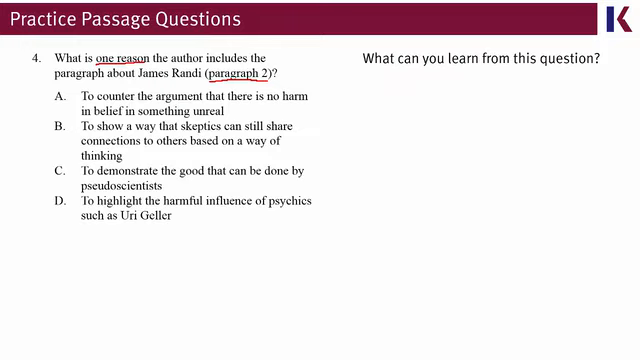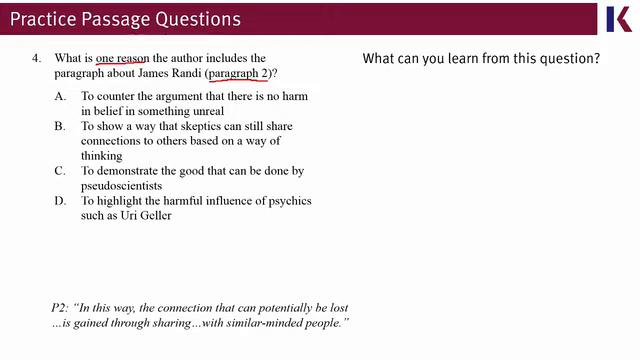In paragraph number 2, you probably found the detail. In this way, the connection that can potentially be lost is gained through sharing with similar-minded people. That's a perfect match for letter B, to show that skeptics can still share connections based on their way of thinking. If you went the other way, a process of elimination, take a look at letter A.